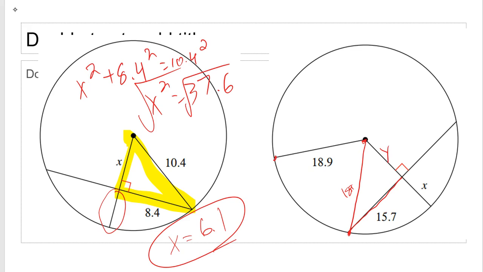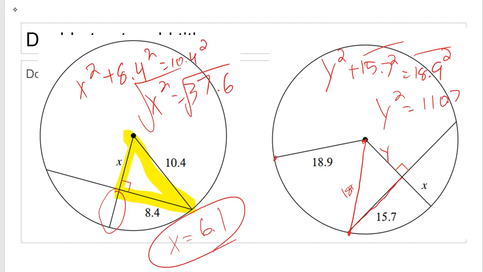If I go from the center to the edge of the circle, that was 18.9. And I'm going to try to find y first. We must find y, and we're going to use it to find x. So y squared plus 15.7 squared is 18.9 squared. I'll do the same thing I did with the left one. I'm going to take 18.9 squared, subtract 15.7 squared. That's what you would do. You would literally take this number, subtracted by that number. And you get y squared equals 110.72. I'm going to square root that.